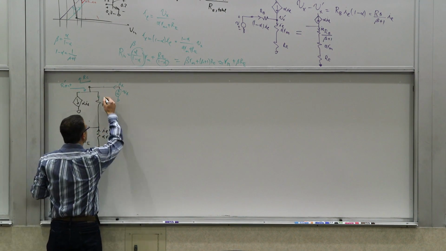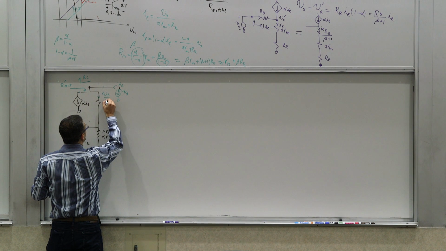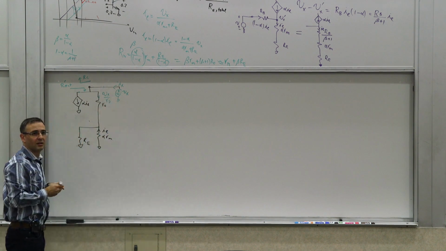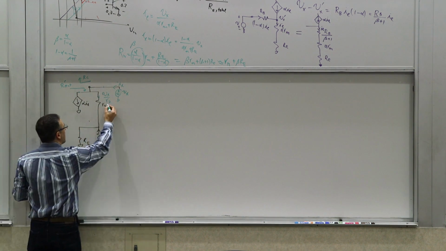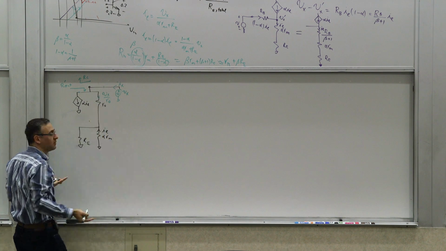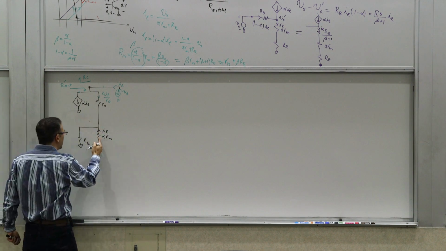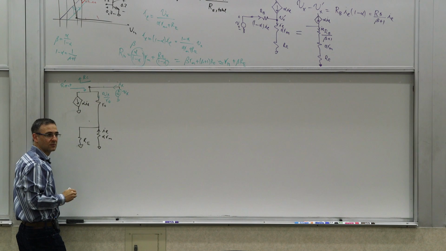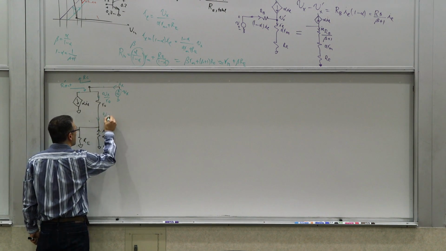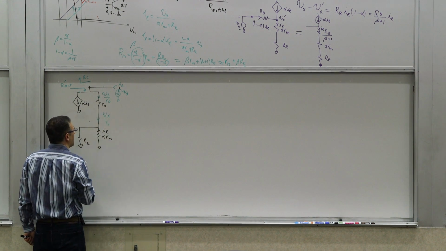So what I can say is that this current is essentially Vx over RO, because that's what the dominant part of this total resistance is. It's roughly RO, because it's RO in series with some small resistor. Okay? Now, that current is divided between these two resistors. So there's a current divider here. So this is Vx over RO with a good approximation.